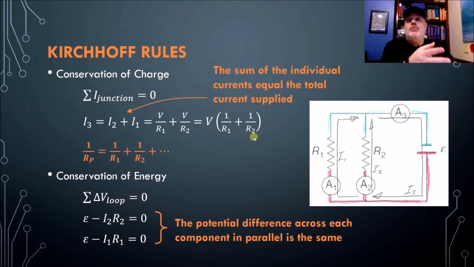So, what do we learn from Kirchhoff's rules here? The sum of the individual currents add up to be the total that's supplied. And we've learned that the resistors add up as reciprocals. And we've also learned that the potential difference across everything in parallel is the same.